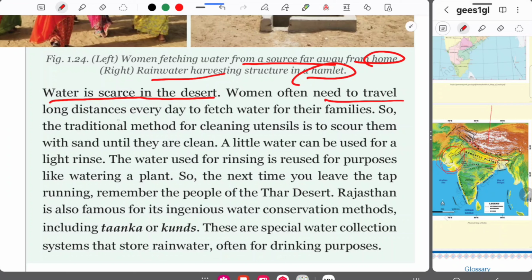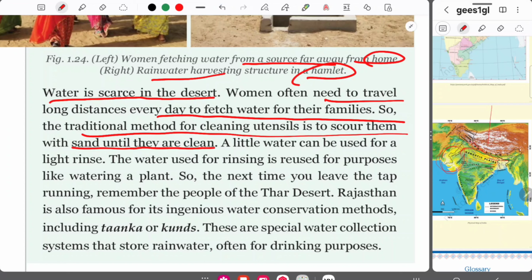Women often need to travel long distances every day to fetch water for their families. The traditional method for cleansing utensils is to scour them with sand until they are clean. See, as there is very little availability of water, they used to cleanse the utensils by using sand. Later, a little water can be used for a light rinse. So they use very little water, meaning they are saving water, because in that area there is a scarcity of water, okay? And the water which they have used for rinsing is again reused for purposes like watering a plant. They will not waste water.